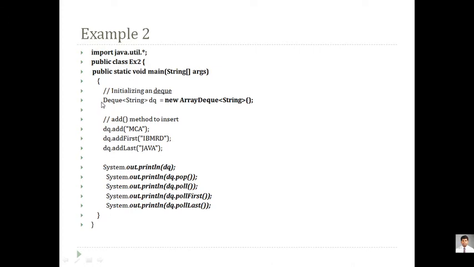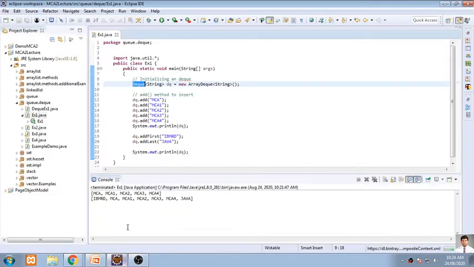Again, example 2. We are creating a deque using an array deque, and it is specified with MCA, IBMRD, and Java. We have added 3 elements, just like the earlier example. I have displayed this queue, and then I have used pop, pull, pull first, pull last. So we will go for direct execution of this function, and you will check how this program is getting executed. So we'll go for multiple examples.